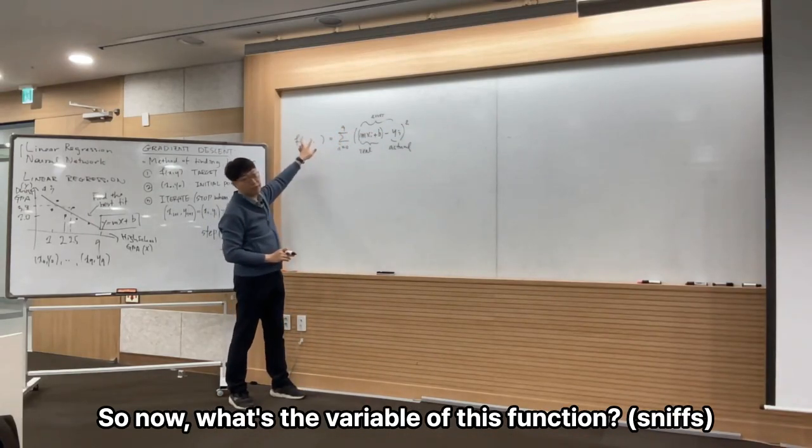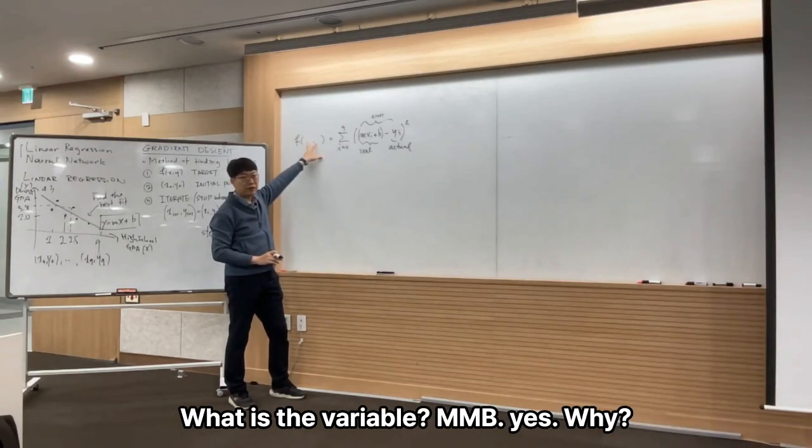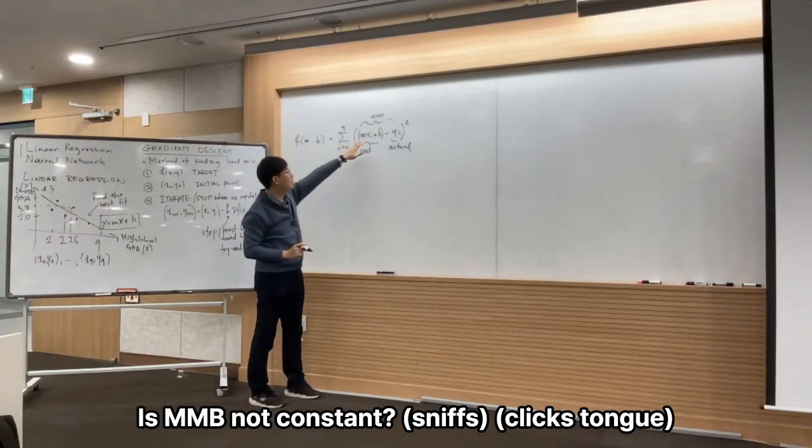So now, what's the variable of this function? What is the variable? M and B, yes. Why? Is M and B not constant?